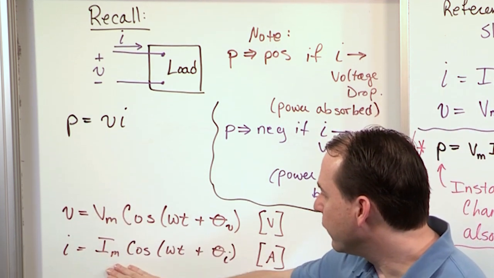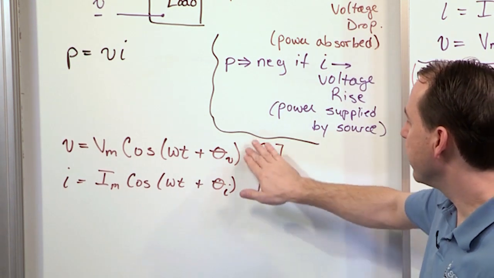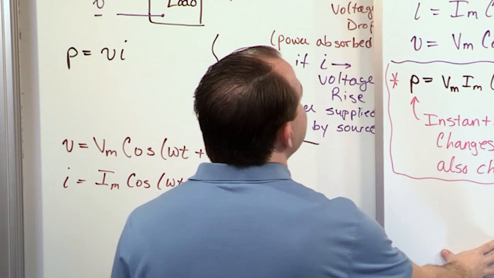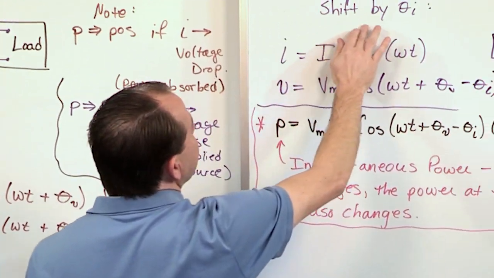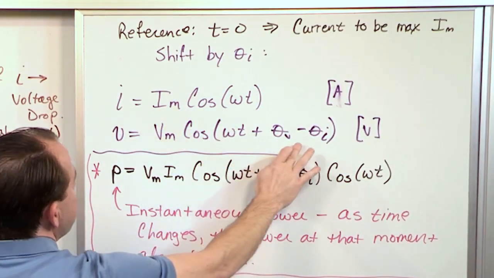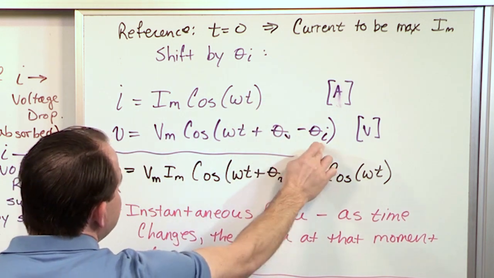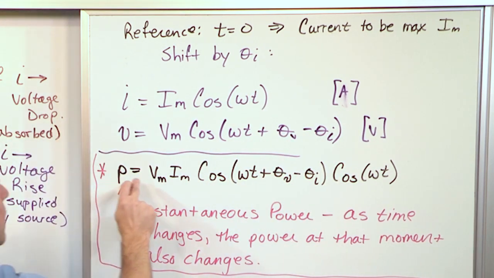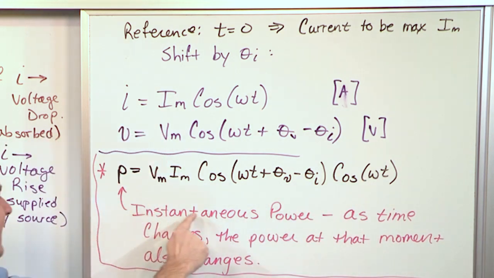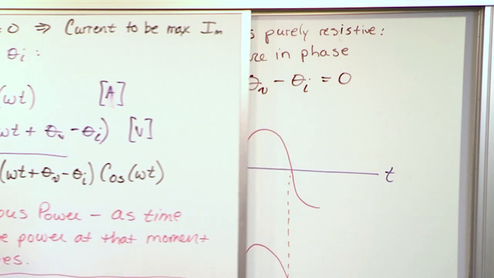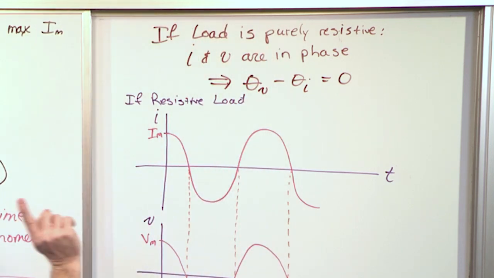Here are the equations for the time domain versions of current and voltage. And then we said, hey, we have a convention. We want the current to be a maximum when time is 0. So we shift both current and voltage, shifting off by theta I. This makes 0 here, and then we have this ugly looking term there. We multiply them together to get the instantaneous power, which means as time changes, the power at that moment also changes.